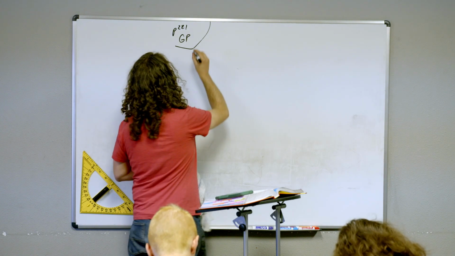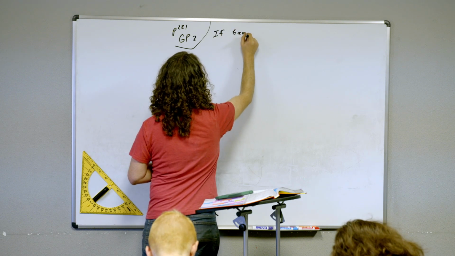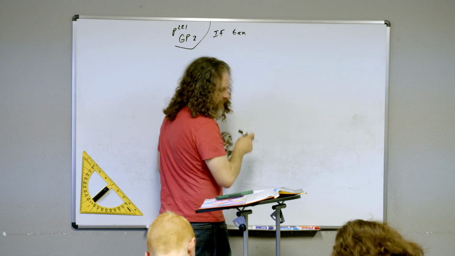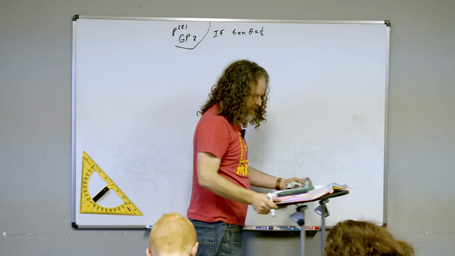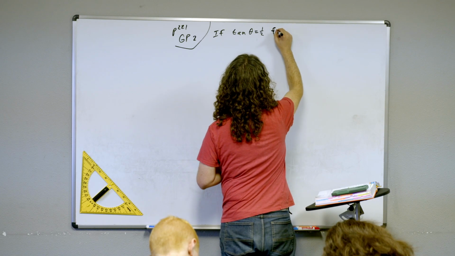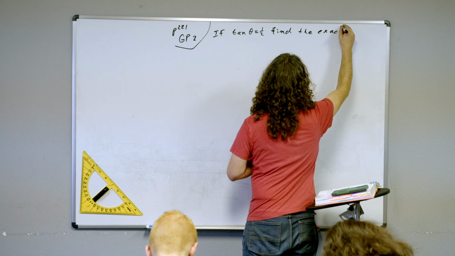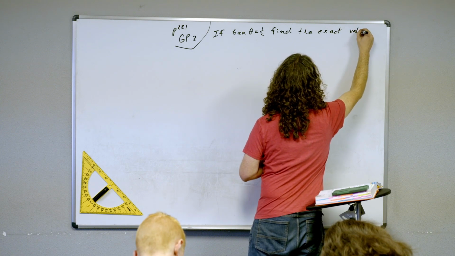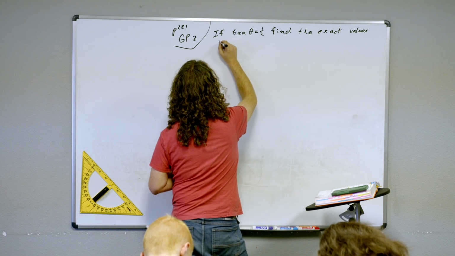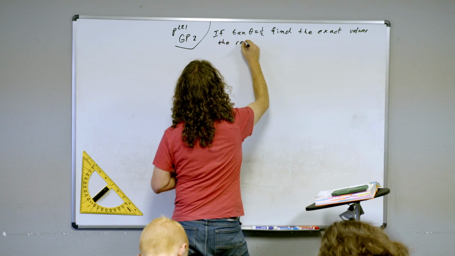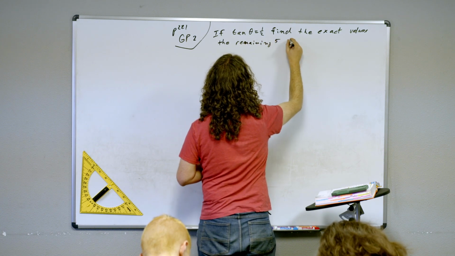Okay, so GP2: if the tangent of theta equals 1/2, find the exact values of the remaining 5 trig functions.